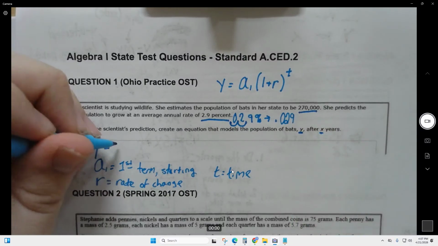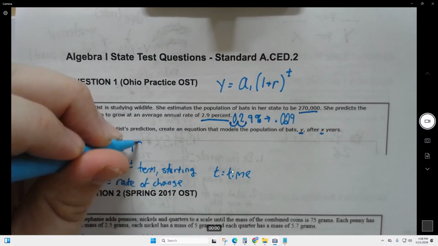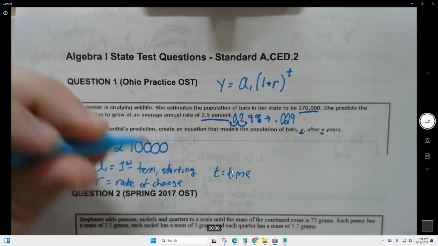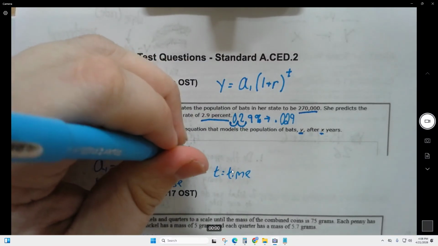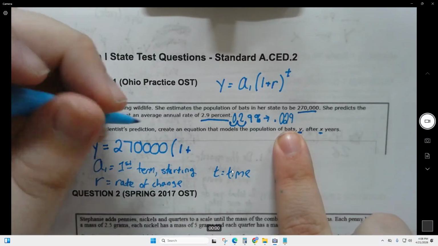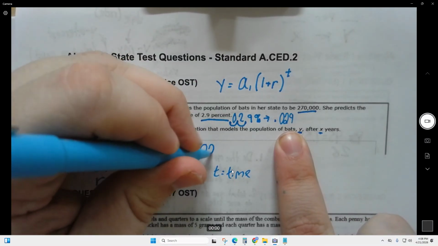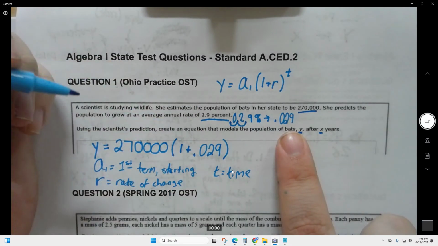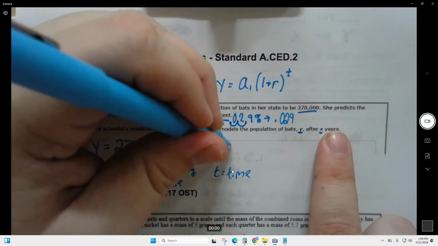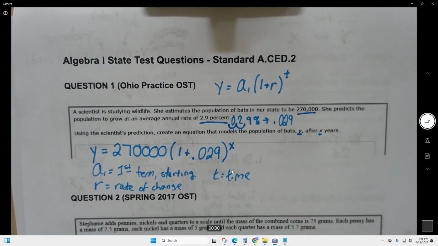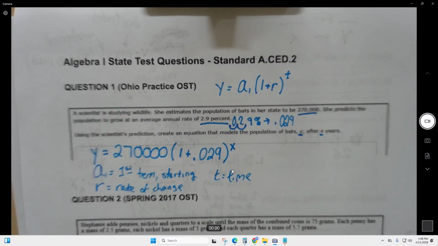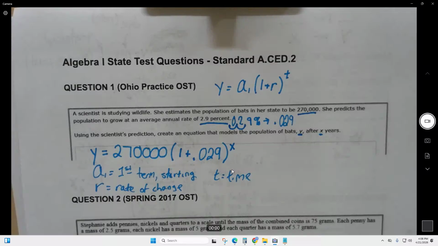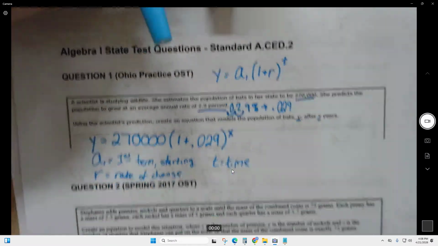Okay? So, to write an equation, we would put in y equals our starting value, which we know to be 270,000, times 1 plus our rate, which we converted to decimal form, 0.029, to the x power. Again, you cannot put t. If you put t here, you will be marked wrong. You must put x. And that's going to become even more apparent in our next question.